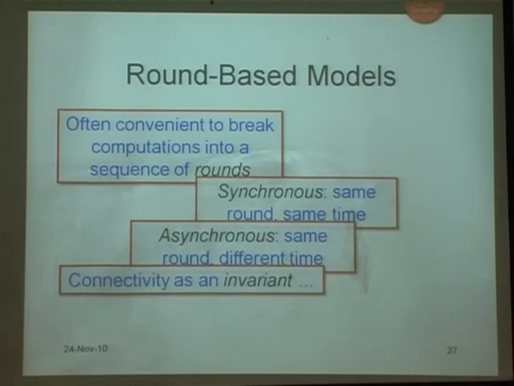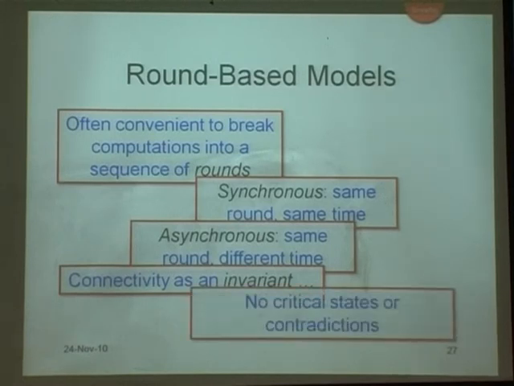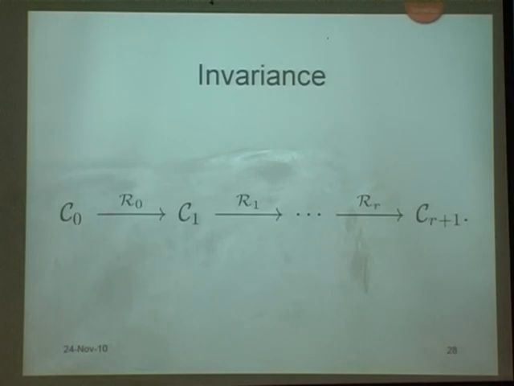And we're going to show that connectivity is an invariant. So we're going to look at the details of the model and say that this round preserves connectivity, and therefore we can string these together for as long as we want. And we will have no critical states or contradictions. So this is more of a positive kind of argument.